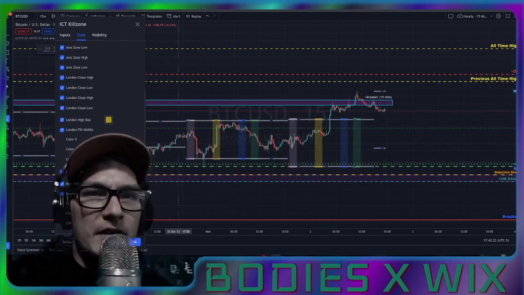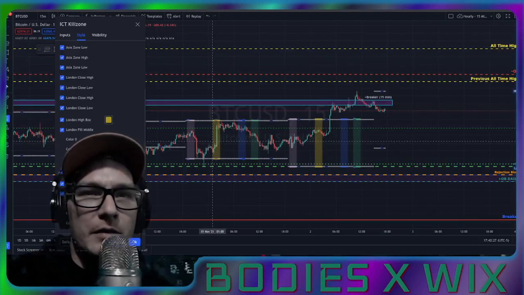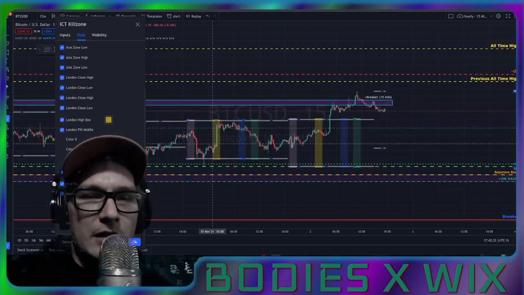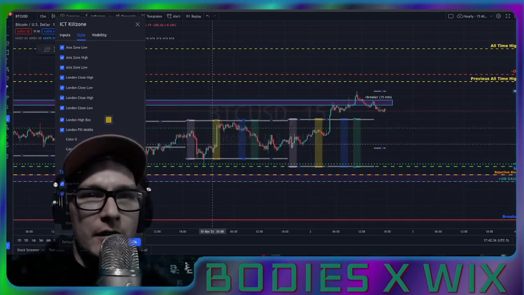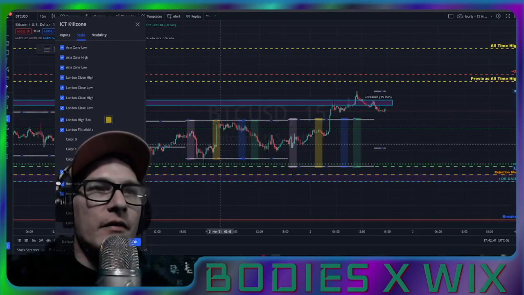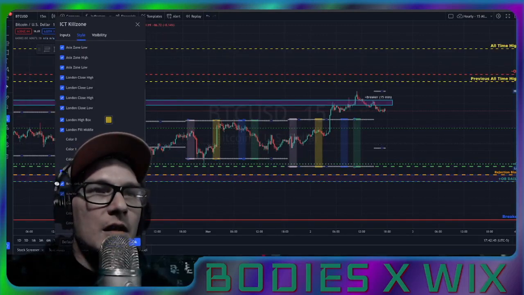I'm guessing it's this one here. Okay, yes, this would definitely be London Open, because it's going from about midnight London until 2:45 London, somewhere around there.